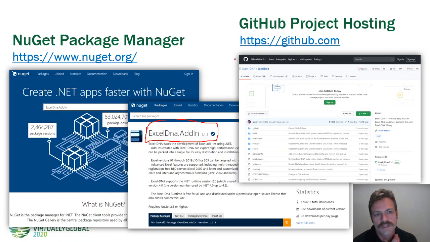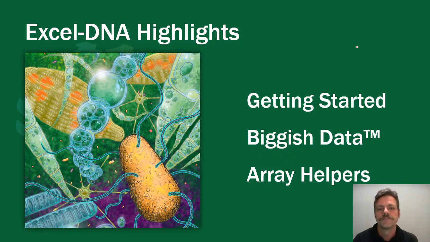Also, the GitHub project hosting site is of some interest. That's where the Excel DNA source code lives. And you can host your own projects, private or public, on GitHub as well. You can think of GitHub as, among others, being the successor to something like SourceSafe as the current source control system, and project hosting site, and much more. So that's something to know about.